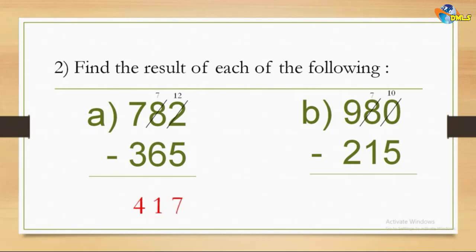When I subtract 2 from 9, it's your turn. Count with me. Yes. Okay. Yes, 7. The result is 7. So 980 minus 215 equals 765. Now it's time for the story problem.